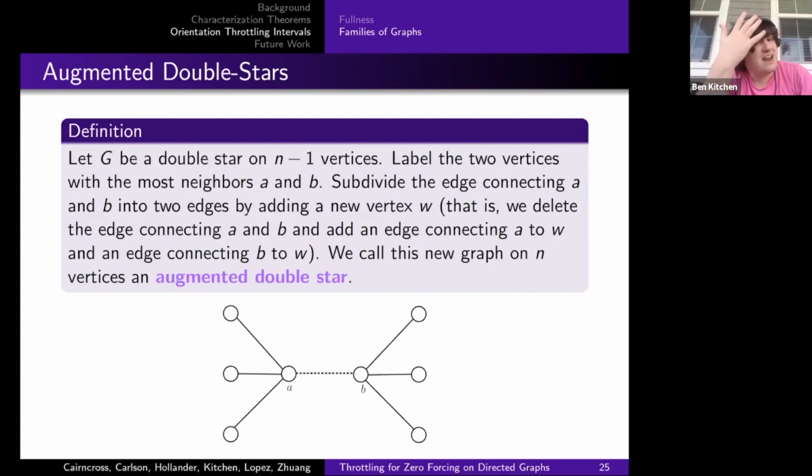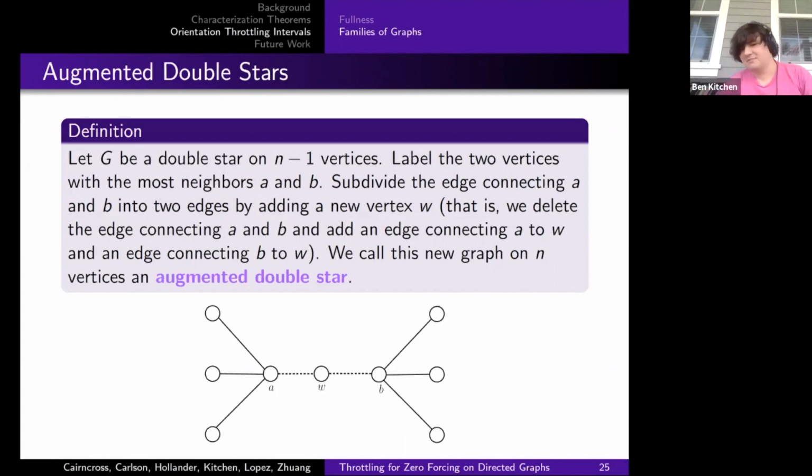Are there graphs that achieve neither bound? And the answer is yes. We're going to construct a family of graphs that achieves this like so. Let G be a double star on n minus 1 vertices. A double star is the type of graph depicted below. That's just an example. 2 vertices in a double star have degree that is not 1. Specifically, it's greater than 1. Pick those vertices and call them A and B. By how double stars are constructed, there's an edge connecting A to B. Take that edge out. Replace it with a vertex W, then connect A to W and W to B. We now have a graph on n vertices that we're going to call an augmented double star.